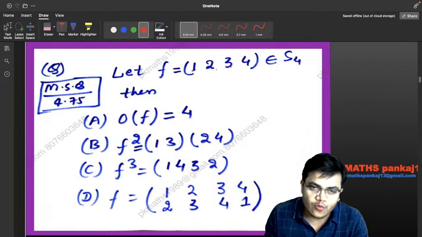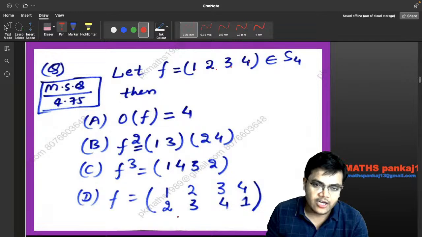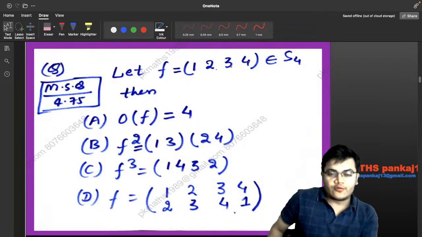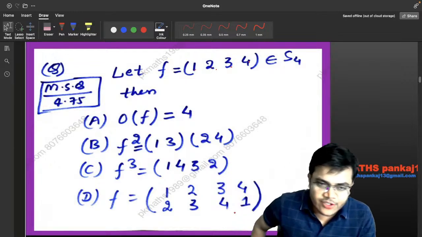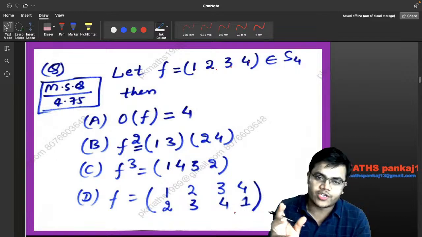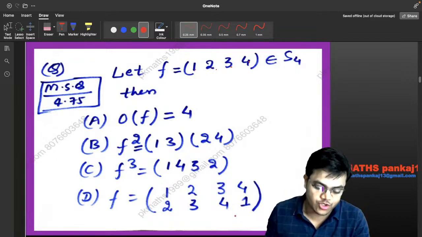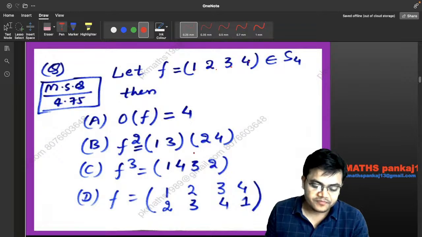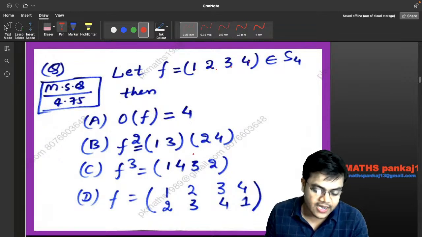So here is 1, 2, 3, 4. So in option D, a 2-row representation is here. So certainly we can try to understand what is the relation between a cycle notation and 2-row representation. And this time Ashish Tiwari ji has given the answer, but Ashish ji, more than 1 option is true. Okay, you are saying that B and D options are right.